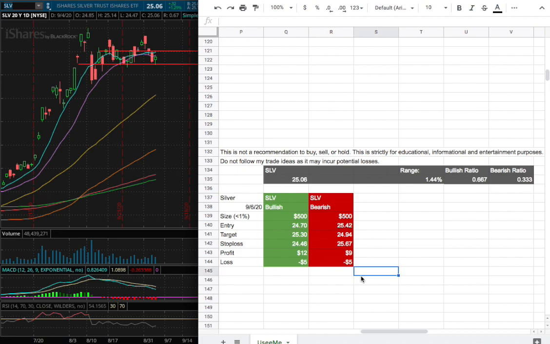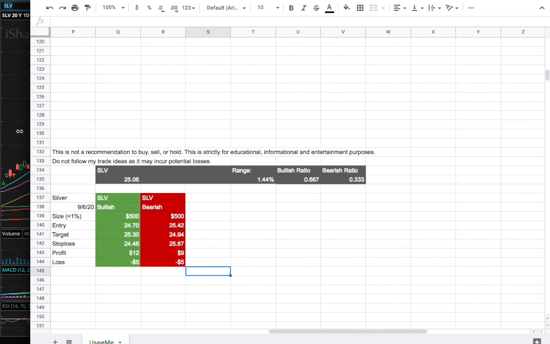On the other hand, if I were to open a short position, my entry will be $25.42, fairly close to where we see the 9-day moving average. That will be my short entry, and my sell target will be $24.94, and my stop loss will be $25.67. So how did I develop these trade ideas?